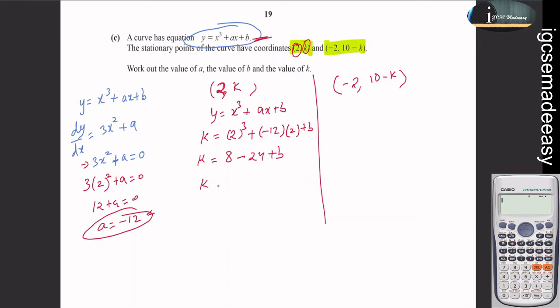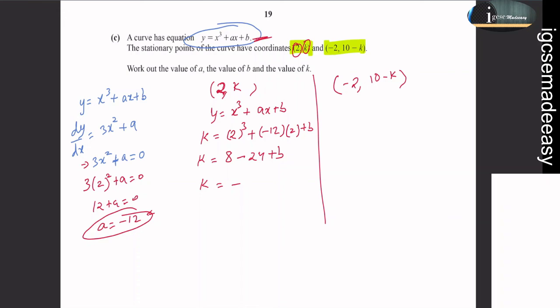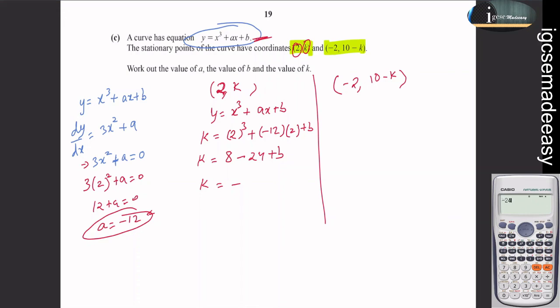So if we solve it, k equals to minus 24 plus 8, which will give you minus 16. So minus 16 plus b, right? So we can write this as k minus b equals to minus 16. One of the equations we got, okay?